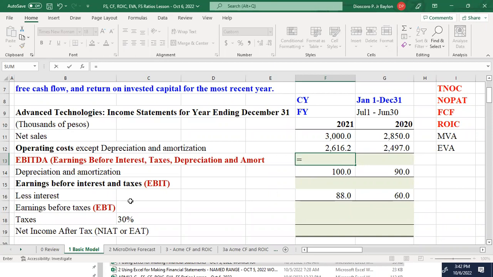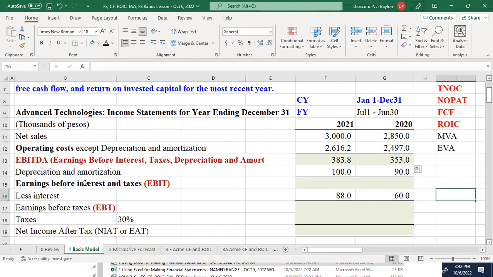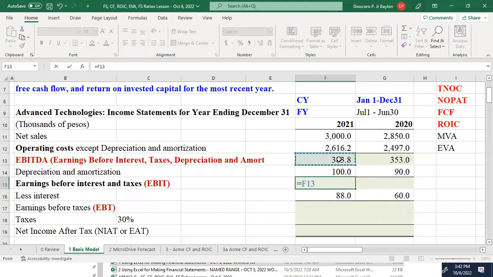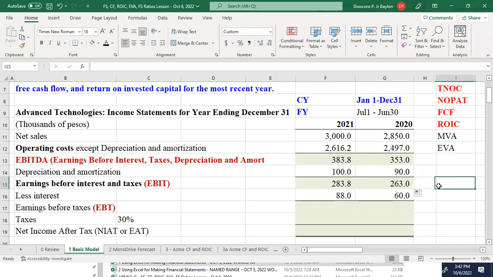Okay, so how do you compute for your EBITDA? It's your sales less your operating cost. All right, so that's now our EBITDA. Okay, and then we subtract depreciation and amortization. We're given that depreciation and amortization is 90 for 2020 and 2021 it's 100. So we subtract. Okay, so this is now our EBIT, earnings before interest and taxes. Sometimes this is called operating profit.